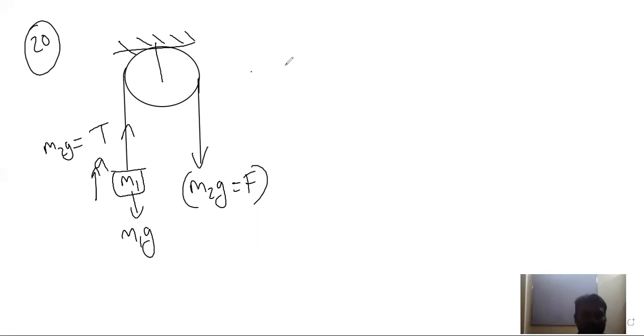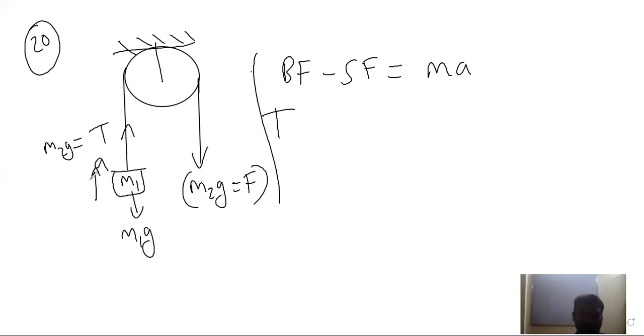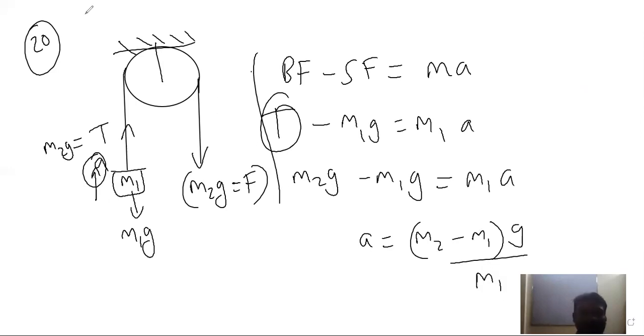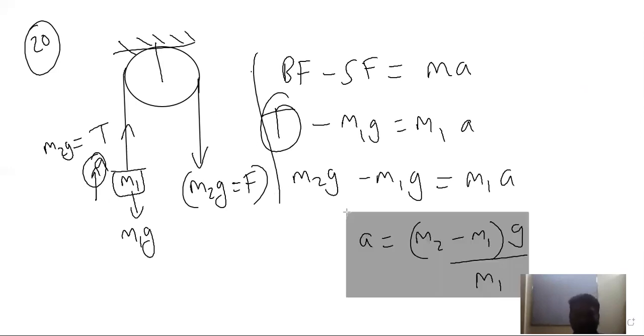So we can say big force minus small force is mass into acceleration. In this case, big force is the upward force because acceleration is upward. So T minus M1G is M1A. But the value of T we have found is M2G. So M2G minus M1G is M1A. So our answer for acceleration will come out to be (M2 minus M1) upon M1 into G. So this is how we will solve the questions of Newton's laws of motion.